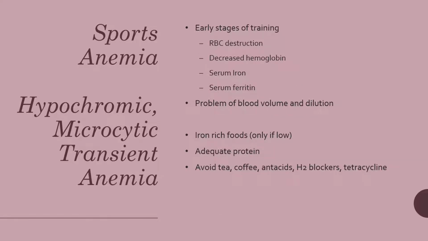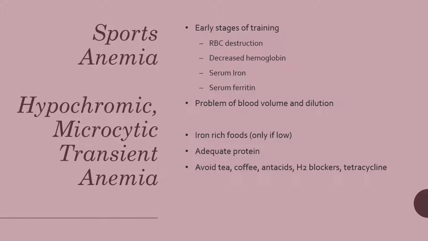Okay, comment on sports anemia. This is something that happens actually fairly normally in the early stages of training as the body is adapting to this increased demand put on it by some pretty heavy exercise. Red blood cells are being destroyed rather quickly. Hemoglobin levels may fall. Serum iron and serum ferritin therefore change also. This is kind of a problem of blood volume and dilution.